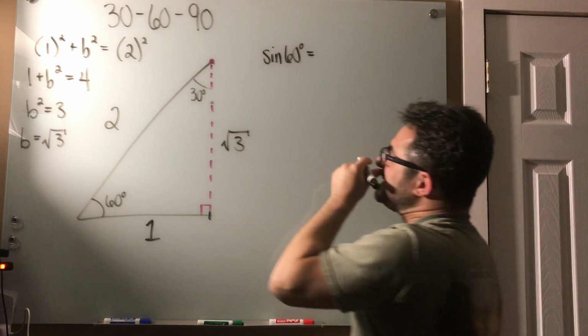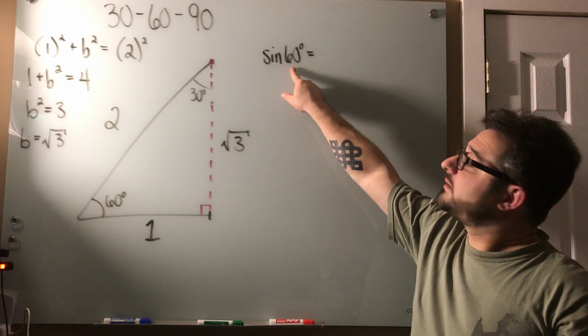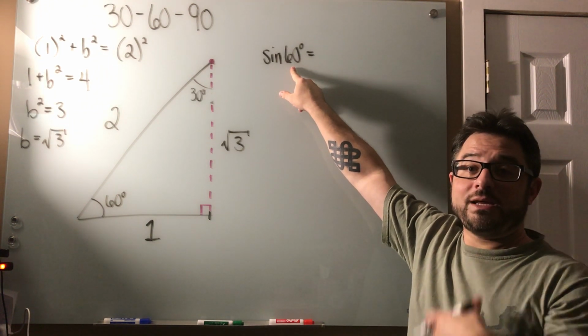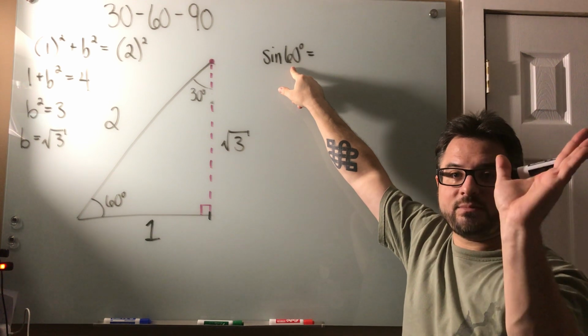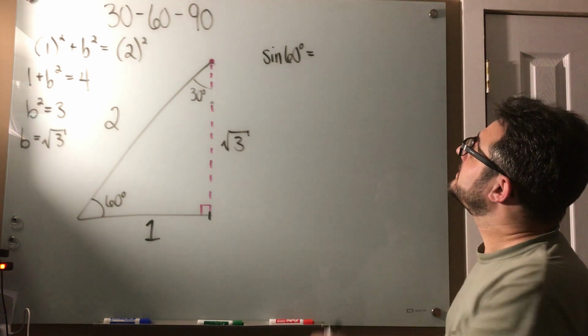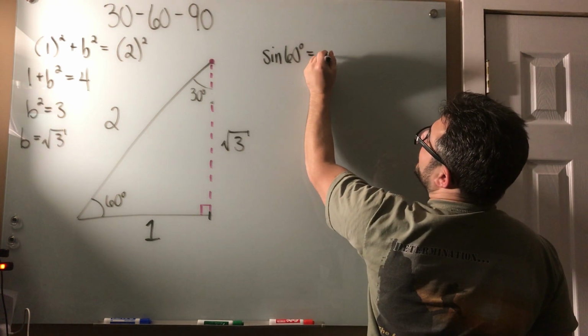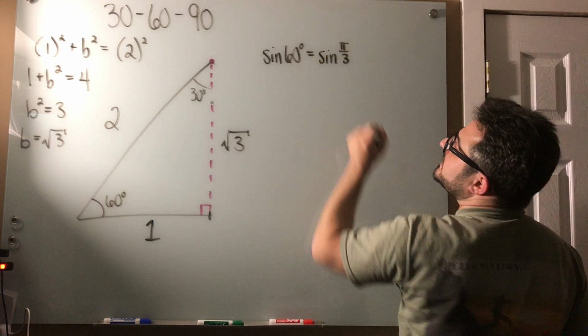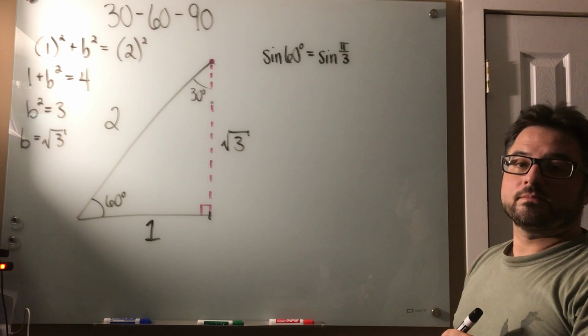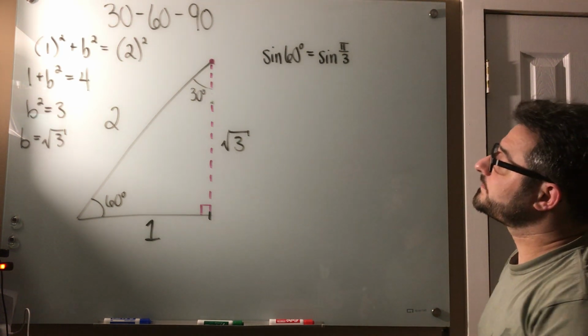Now, 60 degrees was 180, the half of the circle, split into 3 pieces. So for radians, that would be pi split into 3 pieces. Pi over 3 radians.